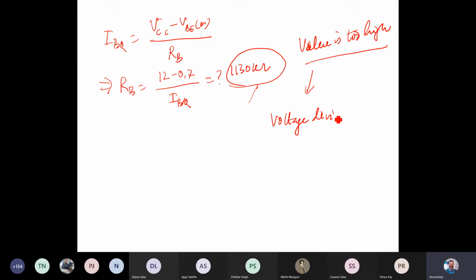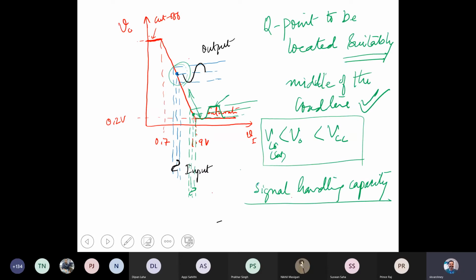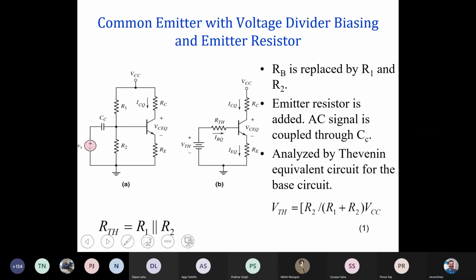There's another example where you can see the advantage of the voltage divider. I think we did it yesterday. Yes, we did this example yesterday, though we didn't put any sinusoidal signal in it, but this is the circuit.